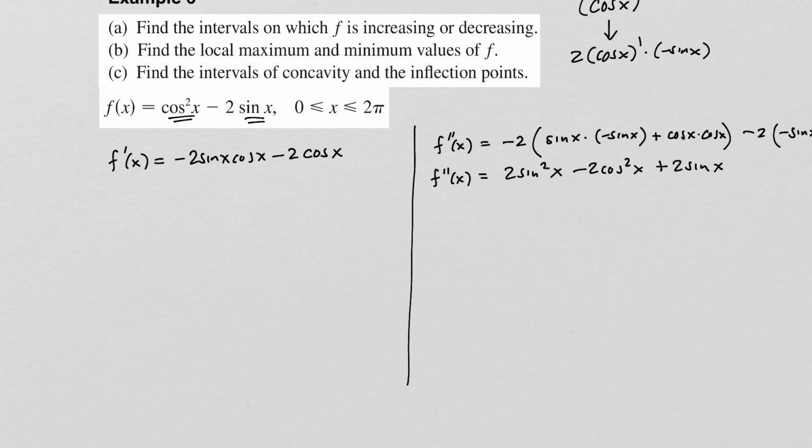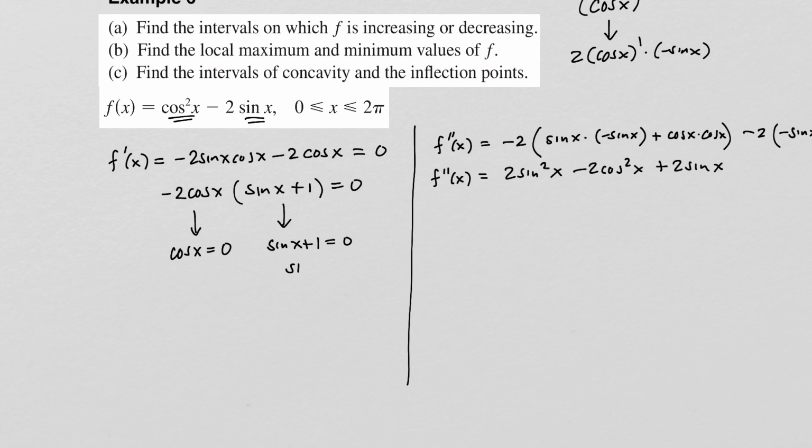Now, let's talk about the first derivative. We are going to set that derivative equal to 0, and I can factor out a negative 2. I can factor out a cosine, and what's left is sine of x plus 1. And then we will set this equal to 0: cosine of x equals 0, and we'll set this one equal to 0, which of course means that sine of x is negative 1.